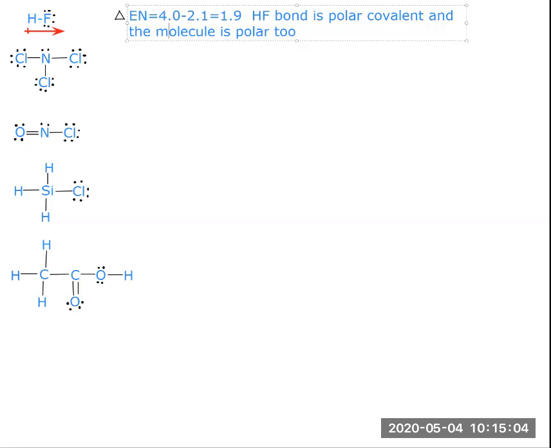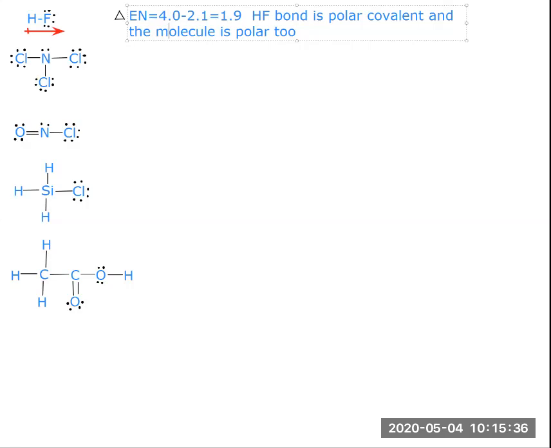So to determine the shape around the central atom of a molecule, you count the number of electron groups around the central atom. And here the central atom is nitrogen. And you count the electron groups. And a single bond is an electron group. A lone pair is an electron group. A double bond would be an electron group. A triple bond would also be one electron group. So here nitrogen is surrounded by 3 single bonds and 1 lone pair.